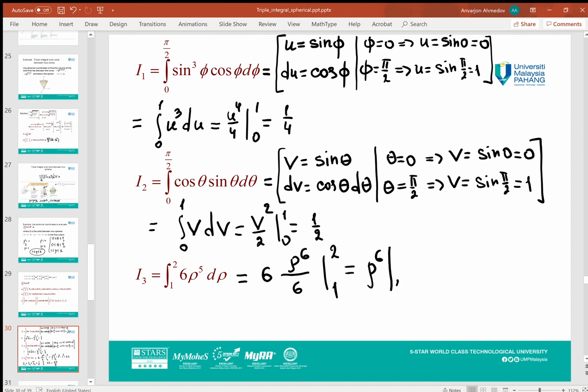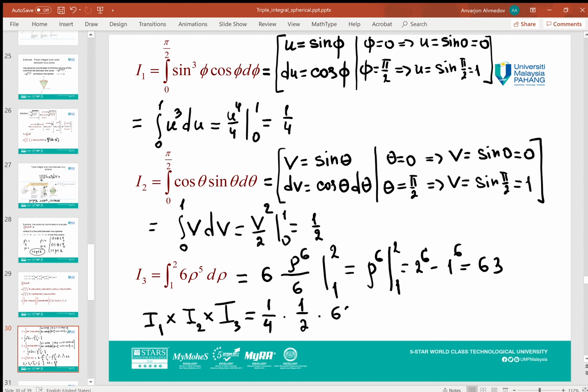I3 is very simple. Rho to the 6 over 6, the 6s cancel, then we substitute 2 and 1, which gives 63. The final answer, I1 times I2 times I3, will be 63 over 8.